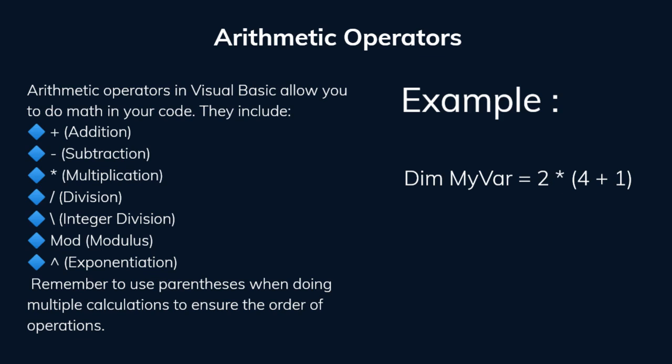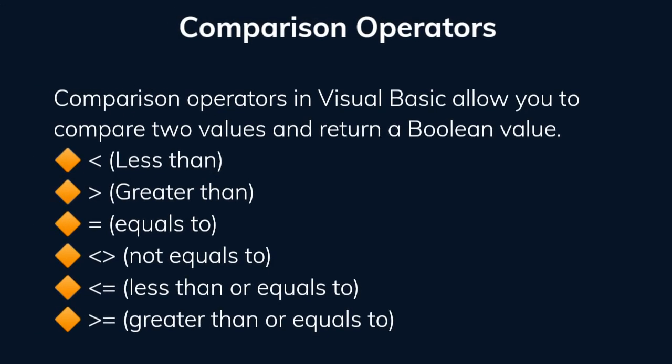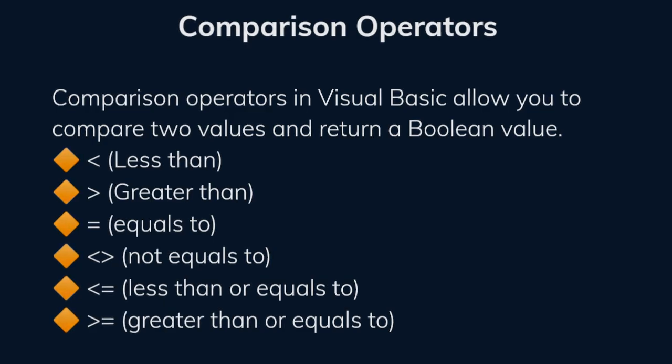When using arithmetic operators in Visual Basic, it's important to remember to use parentheses when doing multiple calculations to ensure the order of operations is respected, and to be aware of the data types used by the operators. Comparison operators. Comparison operators in Visual Basic allow you to compare two values and return a Boolean value. They include the less than operator, greater than operator, equal to operator, and not equal to operator. Additionally, Visual Basic has a few other comparison operators such as the less than or equal to operator and the greater than or equal to operator.